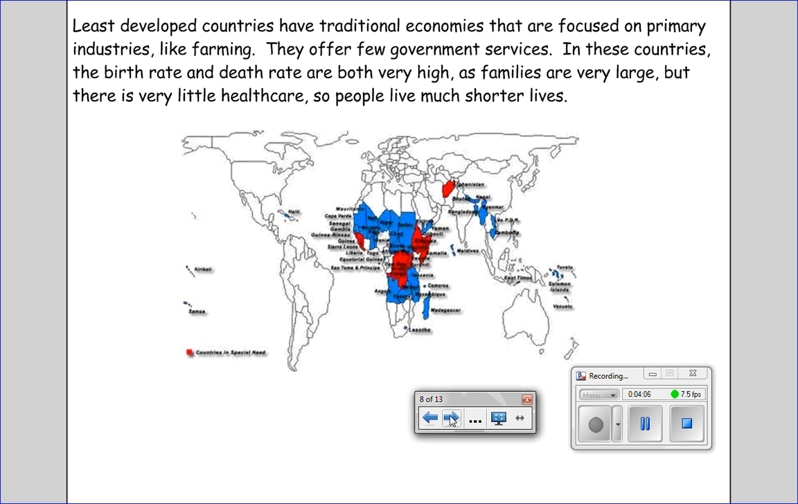Least developed countries have traditional economies that are focused on primary industries like farming. They offer few government services. In these countries, the birth rate and death rate are both very high, as families are very large, but there is very little health care, so people live much shorter lives. So much so that in some countries, the population actually threatens to shrink as more people are dying than are being born.